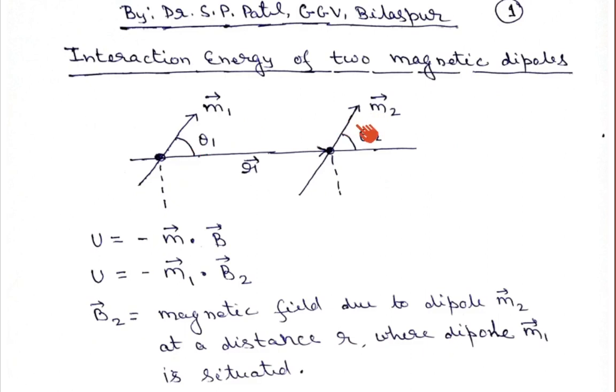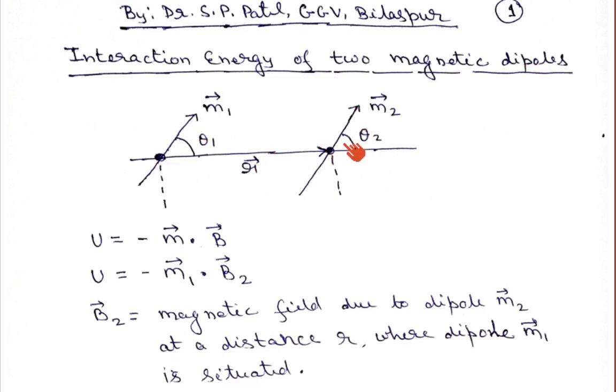Since we have learned in our previous lecture that if a dipole is present in a magnetic field, there will be some mechanical energy on the dipole, and that mechanical energy we have calculated from the principle of virtual work. That energy was equal to minus m dot B, where m is the magnetic dipole moment and B is the magnetic field which we have applied.